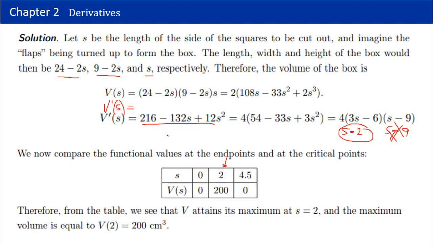You have 24 minus 2 times 2 kasi ang s daw ay 2, 9 minus 2 times 2, times 2, that is equivalent to 200. And therefore, the maximum volume is 200 cubic centimeter. Yun yung laman na pinakamalaki. With a side of 2, so this one is the box. This one is 2 because that is the S. And then 9 minus 2S, the 9 minus 4, that is 5. So this is the width. And the length is 24 minus 2 times 2, that is 20. So 20 times 2 times 5, that is 200 cubic centimeter.